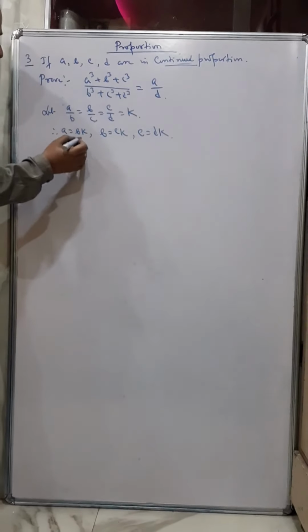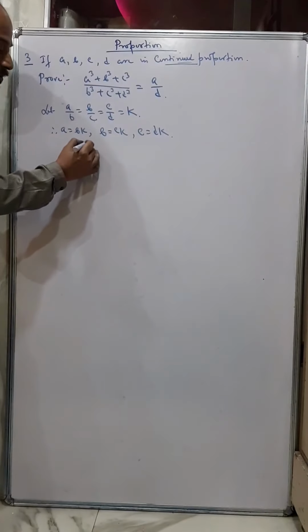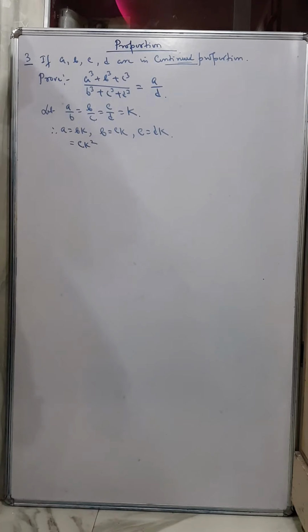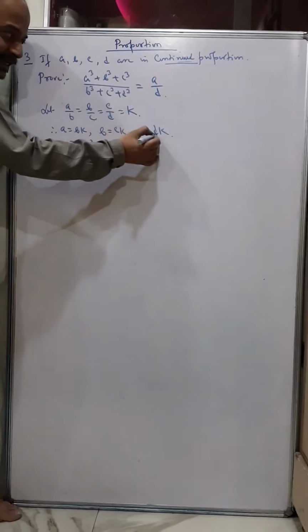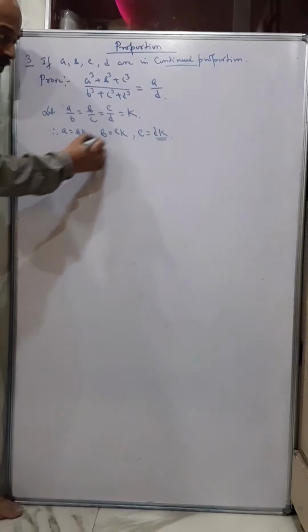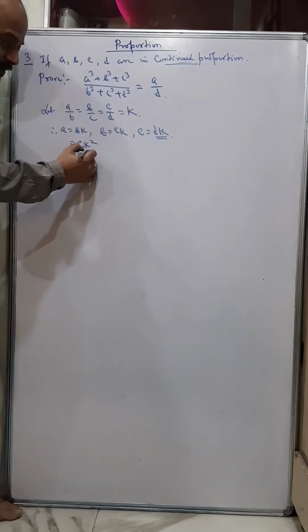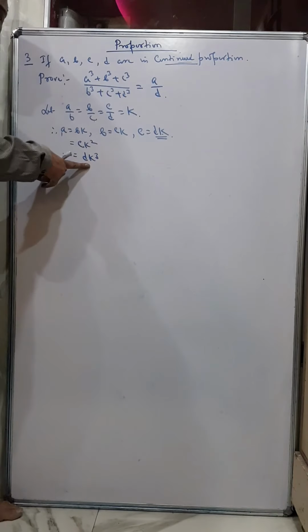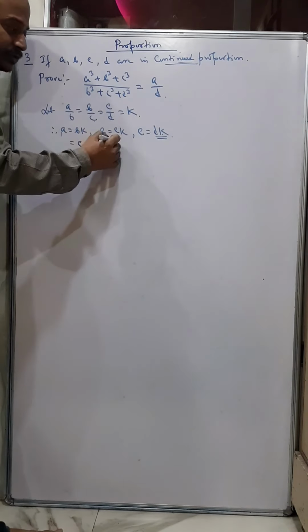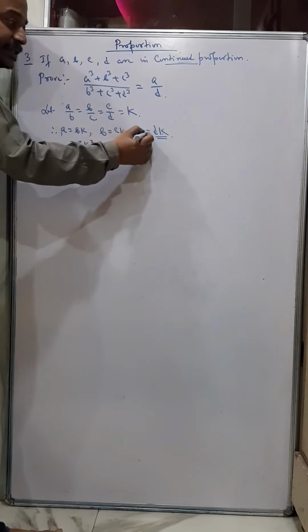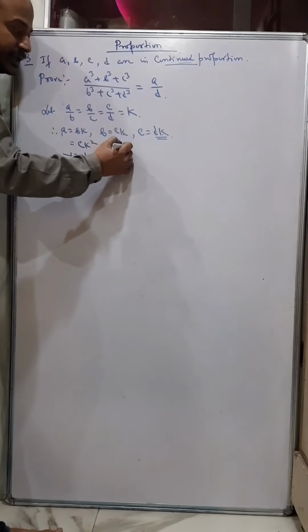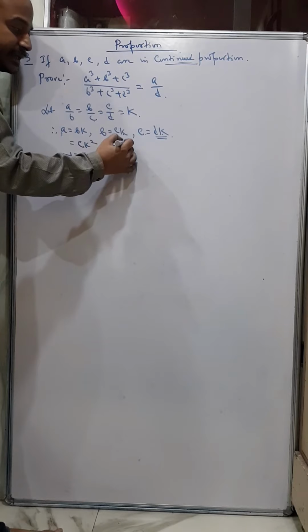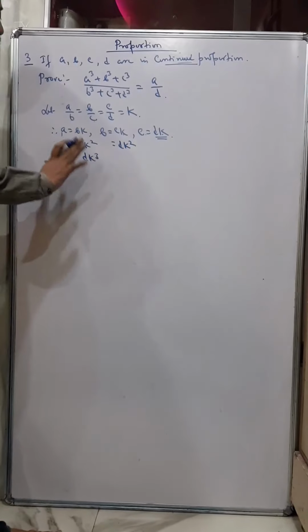Now in place of B I can put CK here, so I get A is equal to CK square. And similarly in place of C I can put DK. So what I get? DK into K square. So finally I get DK cube. Understand the value of A as DK cube. Similarly in this case also B equals to CK and C means DK. So in place of C I'll put DK and DK into K, that becomes DK square.